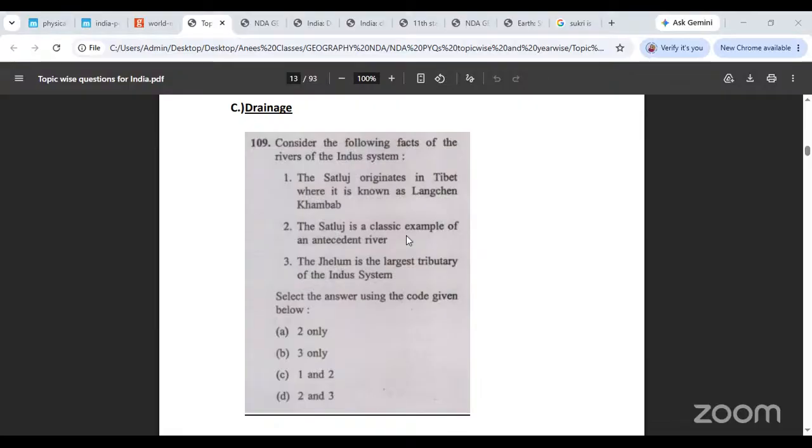Okay, question 109. Consider the following facts of the river Indus system. The Satluj originates in Tibet, where it is known as Langchen Khamba. The Satluj is a classic example of an antecedent river.